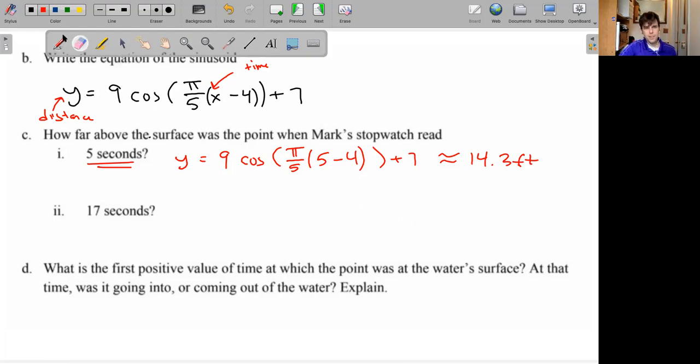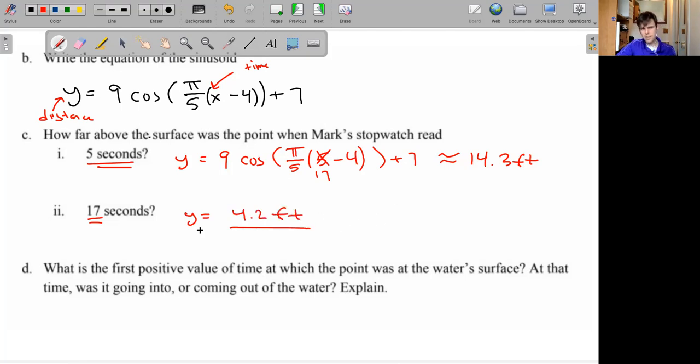All right. And then the next one, same process. We just plug in 17. So instead of this 5, we're going to put a 17 here, and we're going to see what we get there. I'll edit my calculation in my calculator, change that 5 to a 17, and I got y equals 4.2.